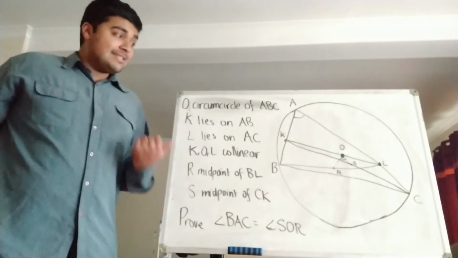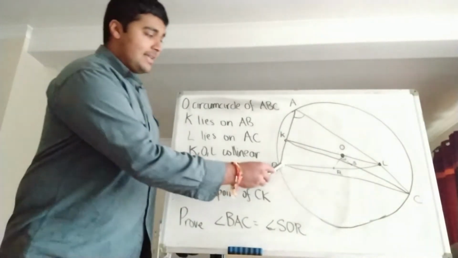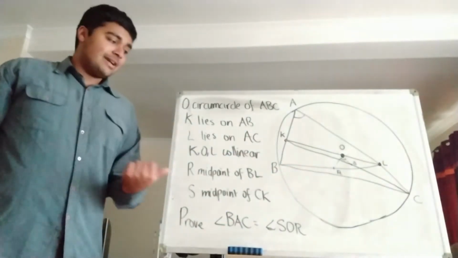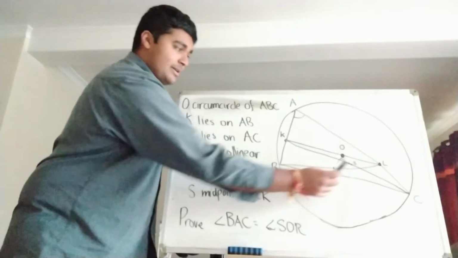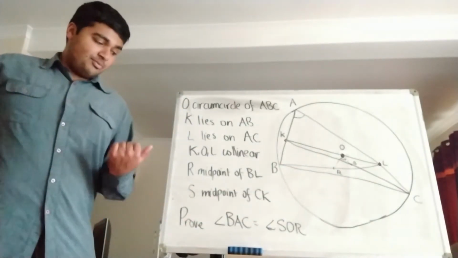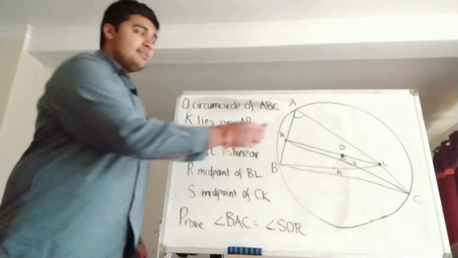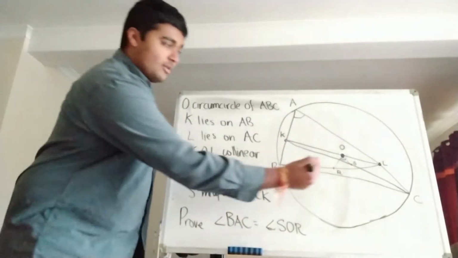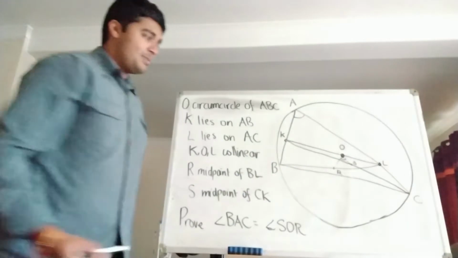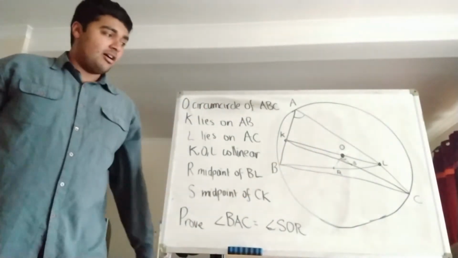We have that R is the midpoint of BL, so this line here, BL, R is the midpoint, and S is the midpoint of CK. So CK is here, and S is the midpoint there. What we want to do is prove that the angle BAC, so this angle here, is the same as angle SOR. So this angle here, between S, the origin, and R.